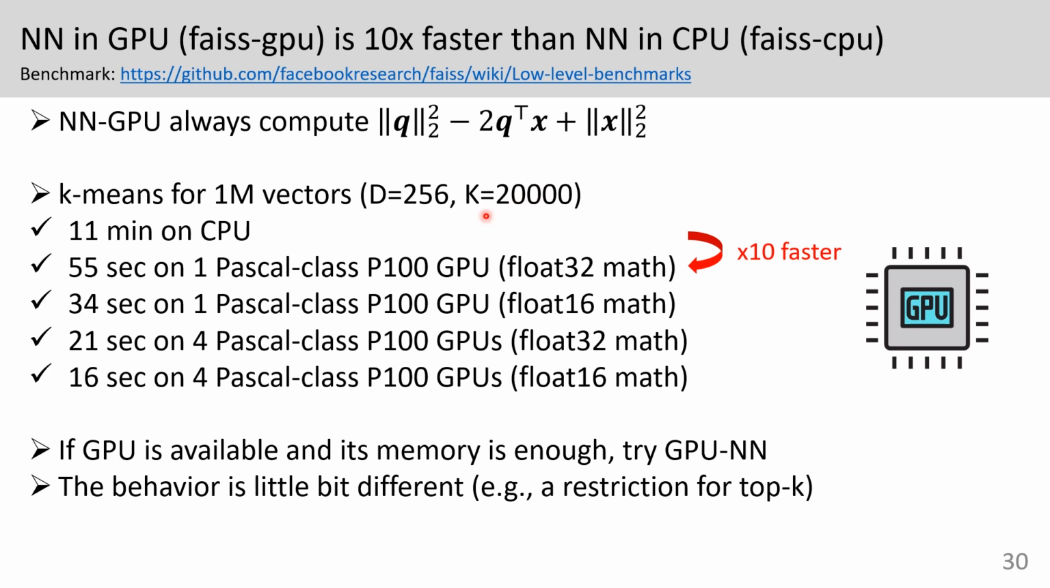So there is a benchmark for k-means. k-means is a nice benchmark for nearest neighbor search, and from this benchmark, CPU takes 11 minutes, and it's 10 times faster if we use a P100 GPU here. It's faster if they are using multiple GPUs or float 16 or something. So if a GPU is available and its GPU memory is enough, then you should try GPU nearest neighbor. And please be careful that the behavior is a little bit different.